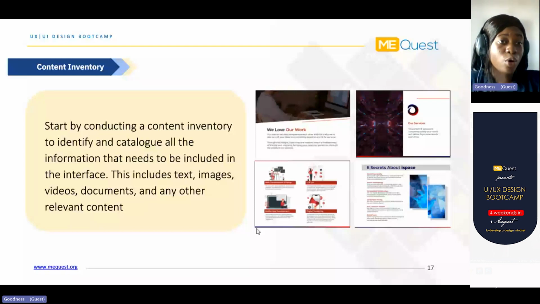So first thing we have is content inventory. Start by conducting a content inventory to identify and catalog all the information that needs to be included in the interface. This includes text, images, videos, documents, and any other relevant content that you might need. So you want to gather all of these things that you would need in your website or your application, every single thing that you're going to need.